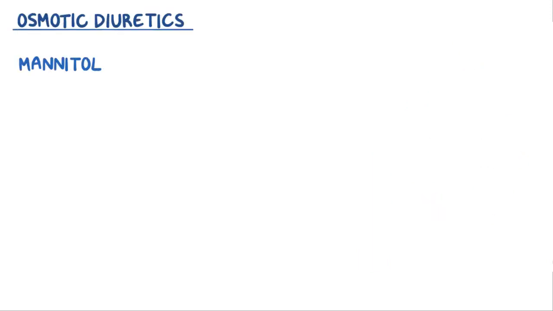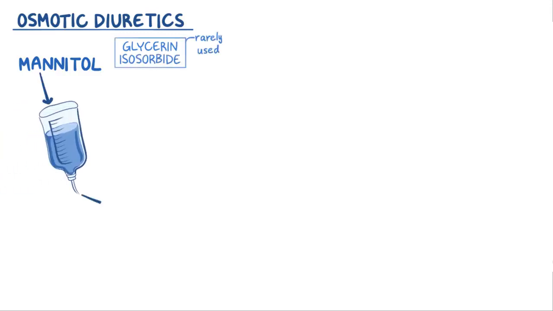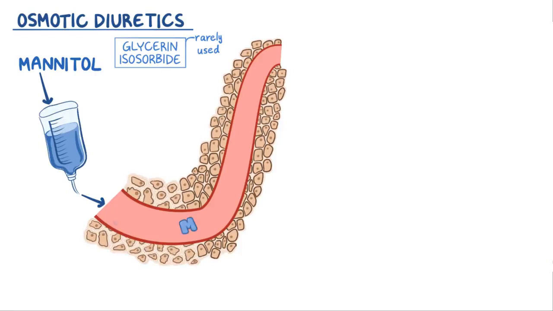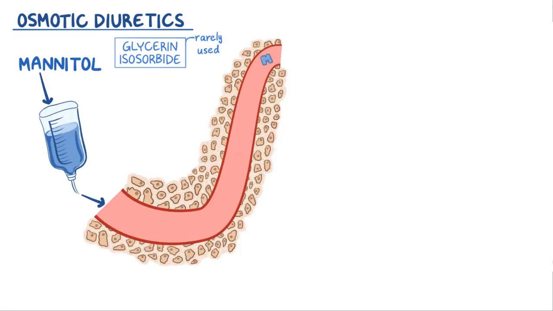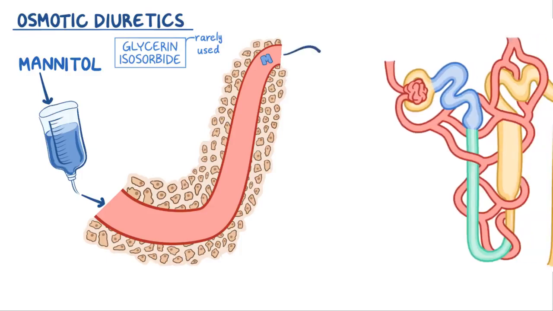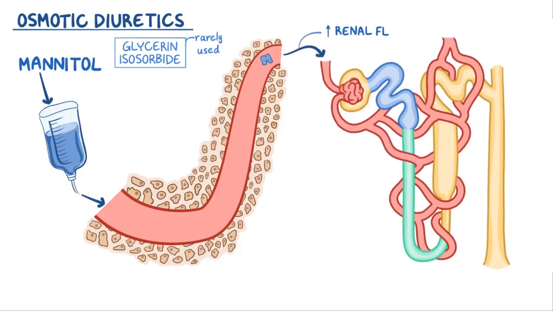The prototypal osmotic diuretic is mannitol. Other osmotic diuretics like glycerin and isosorbide are rarely used. Following IV administration, mannitol travels through the bloodstream and acts like you'd expect an osmotically active molecule to act. It sucks water out of the cells it encounters along the way, and all that extra water reaches the kidneys as increased renal blood flow.